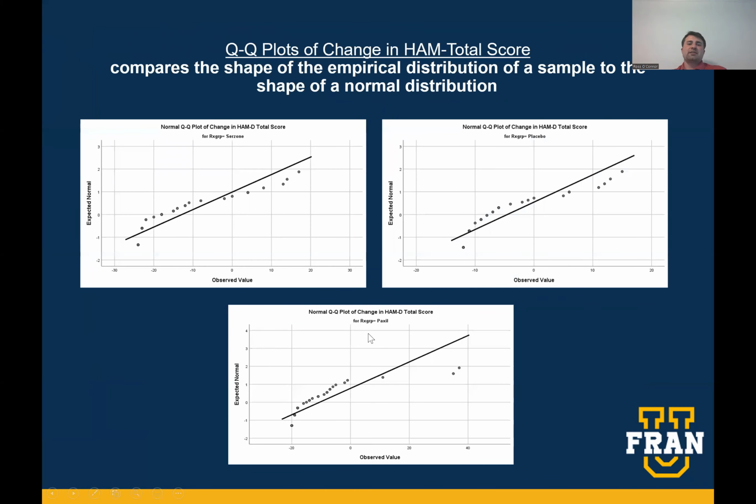Here we have the QQ plots. The QQ plots are of the change in HAM-D total score. These compare the shape of the empirical distribution of a sample to the shape of the normal distribution. On the top left, we have the QQ plot for the treatment group Sarazone. Top right, we have the QQ plot for the treatment group placebo. And on the bottom, we have the QQ plot for the treatment group Paxil.